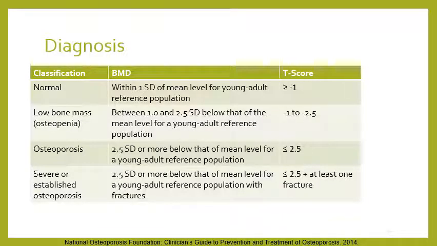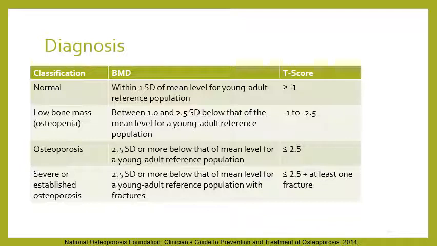So as I stated before, the diagnosis of osteoporosis is largely based on the T-score, not the Z-score. Normal bone mineral density is when you are within 1 standard deviation of the mean level for the young adult reference range population, and so this would be a T-score of -1 or greater. Low bone mass, or osteopenia, is when your bone mineral density is between 1 and 2.5 standard deviations below that same young adult reference population range. So a T-score of -1 to -2.5.